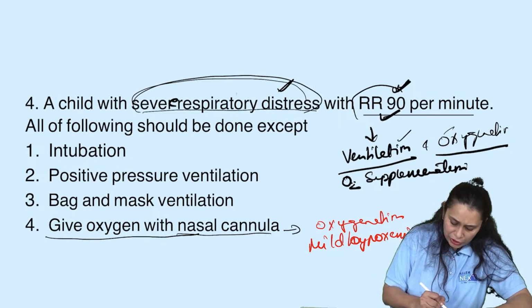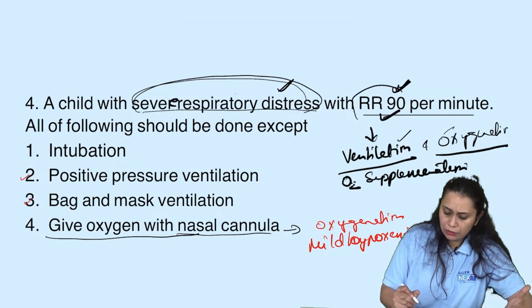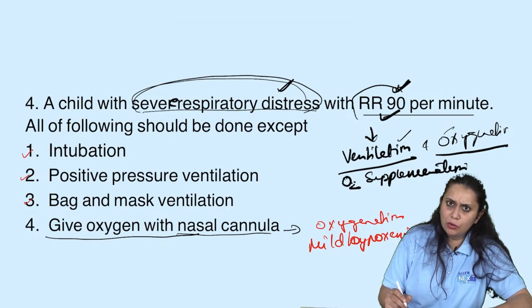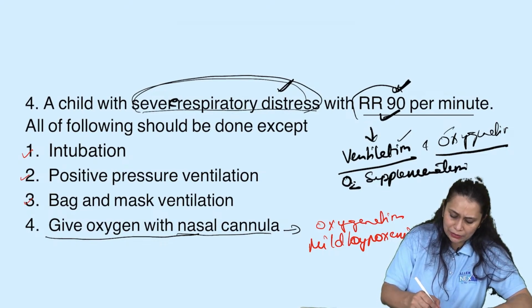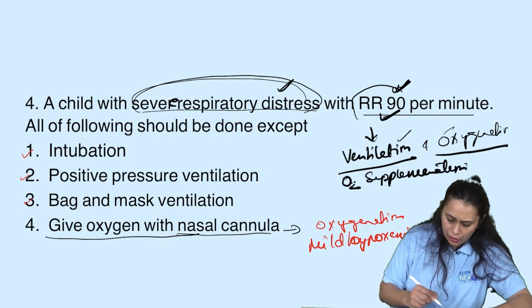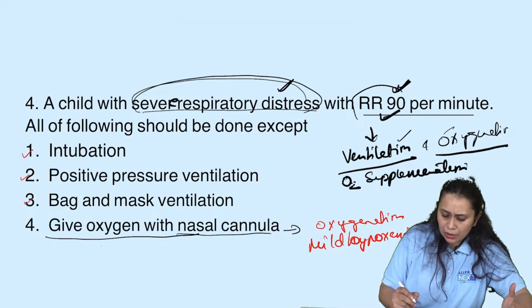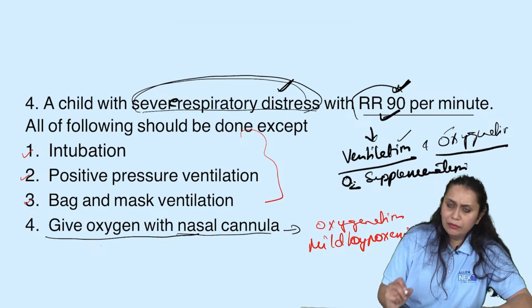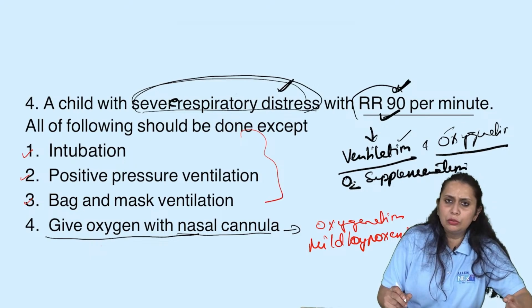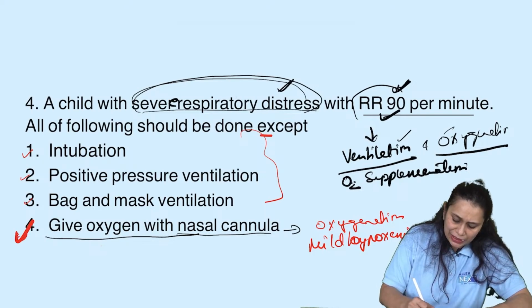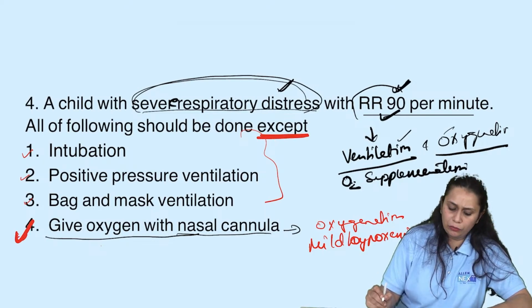How can we support the ventilation? By bag and mask, yes. By positive pressure ventilation, yes, we will support with positive pressure ventilation, and maybe intubation is required. So all these things can be required in this child with severe respiratory distress. Giving oxygen with nasal cannula, oxygen supplementation is required, but with these devices, with nasal cannula, it would not do us much benefit. So fourth would be the answer, because except has been asked in the question.